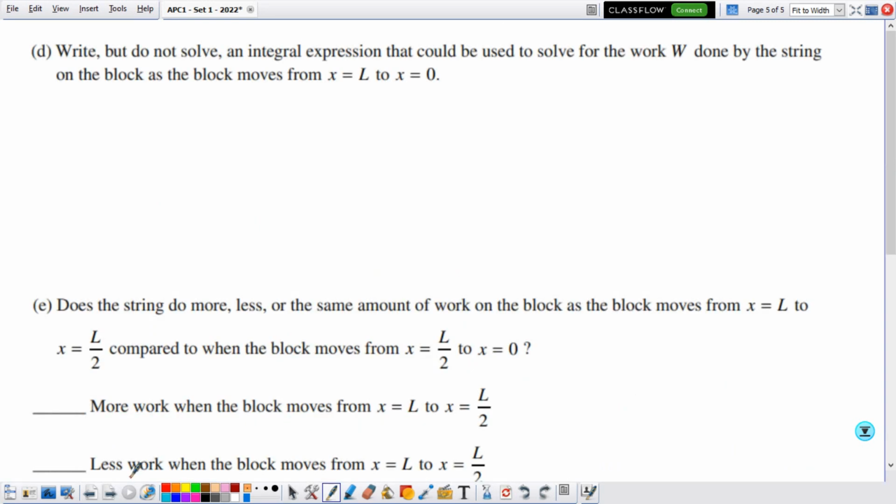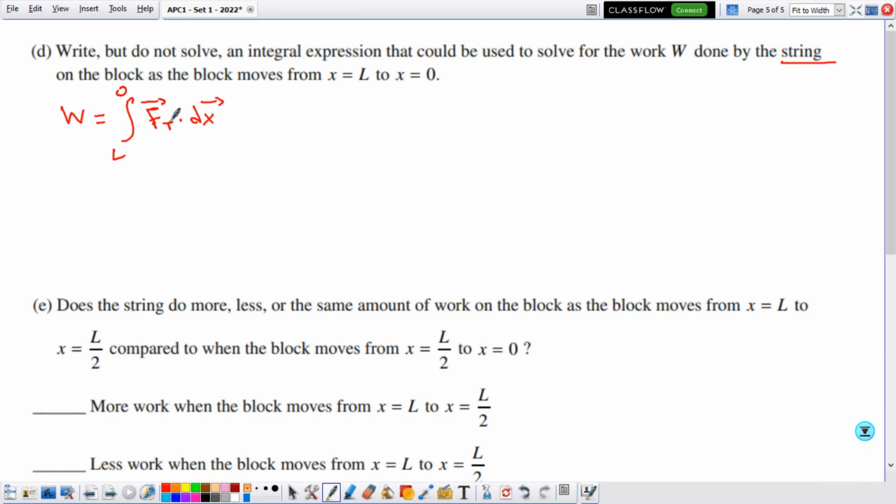Now in part D, write but do not solve an integral expression that could be used to solve the work. We know that the work is expressed as an integral to move from L to 0, so we are restricted to the direction of motion from L to 0, of the force done by the string, which means the tension, a dot product between the tension and the infinitesimal displacement.